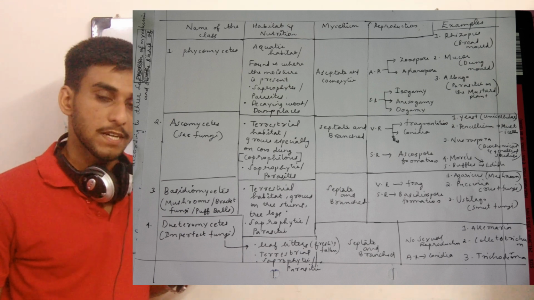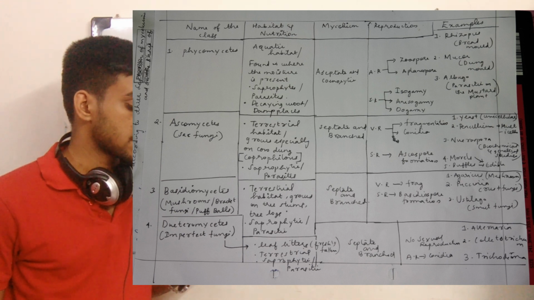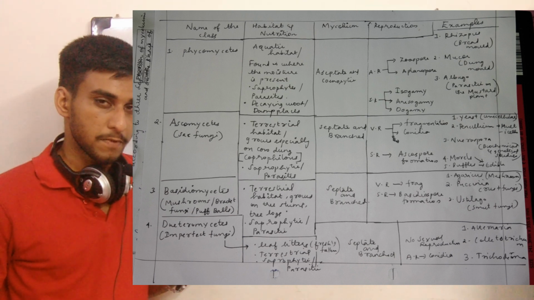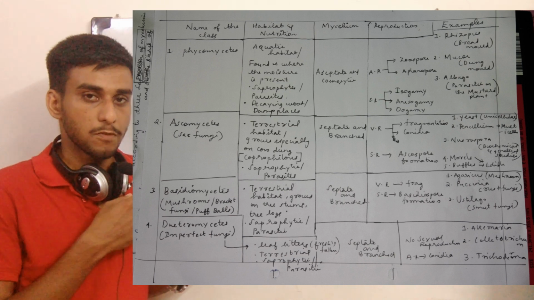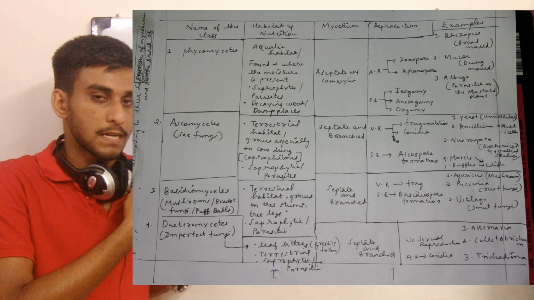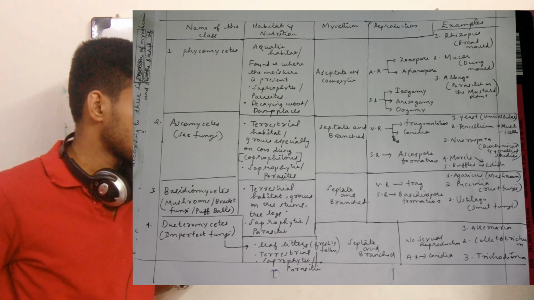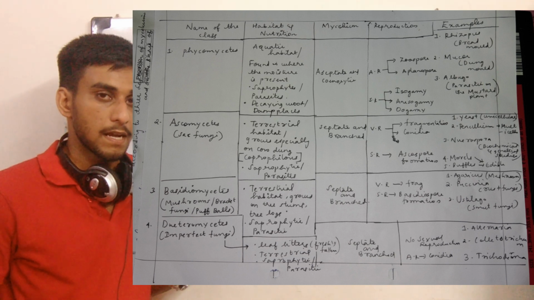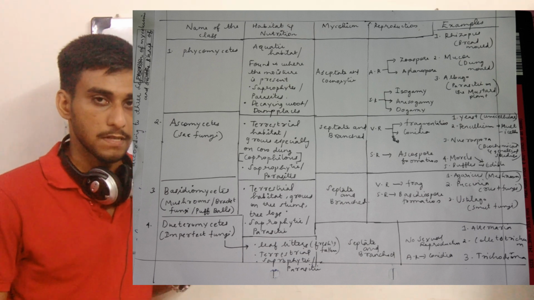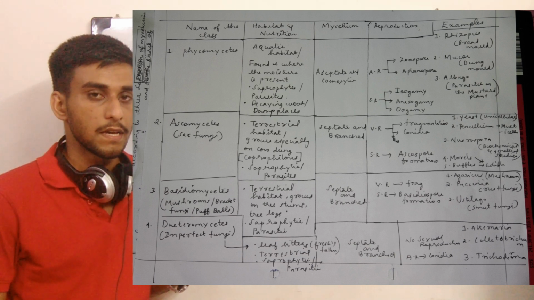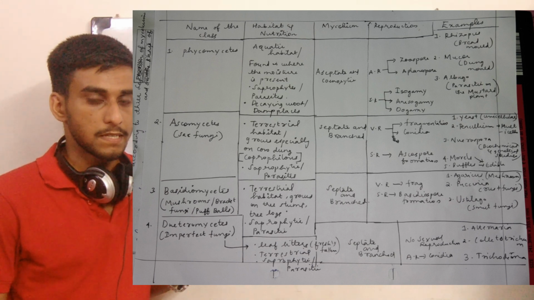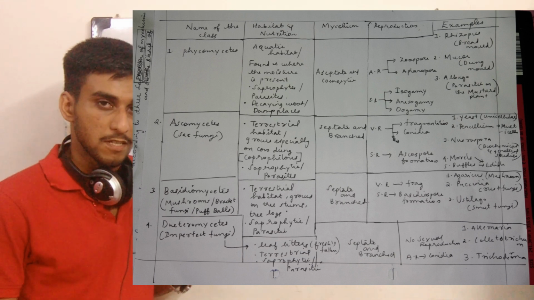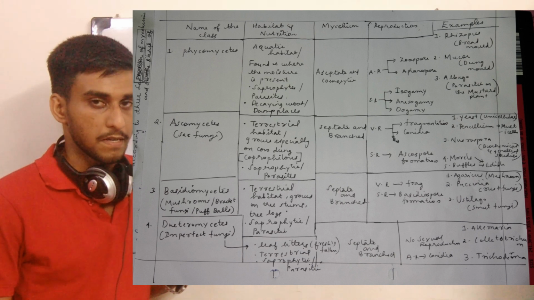The examples of the fungi in phycomycetes are Rhizopus, Mucor, and Albugo. Rhizopus is the common bread mold, and Mucor is a dung mold, and also Albugo, which is a parasite seen on the mustard plant. I also mentioned it earlier, Albugo candida, right? Albugo candida was a parasitic fungus which was seen in the wheat plant. I mentioned it in the previous lecture. So this is about the phycomycetes fungi.